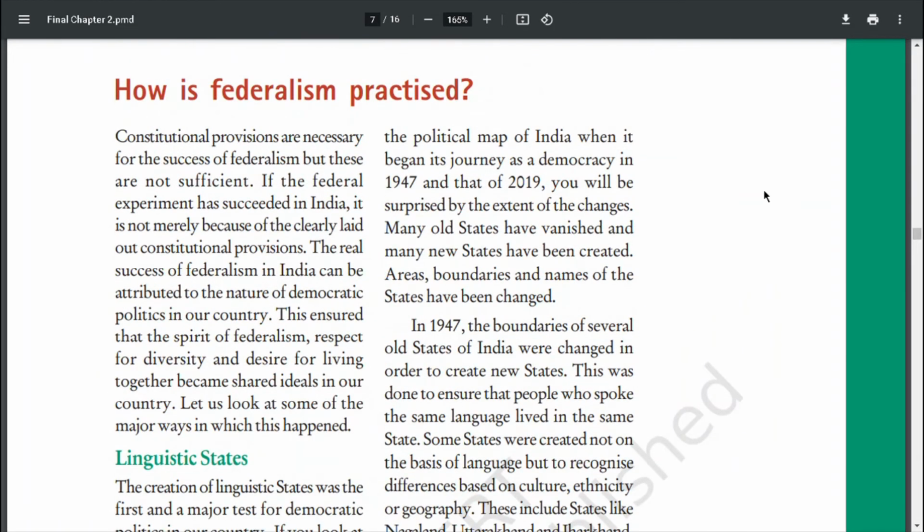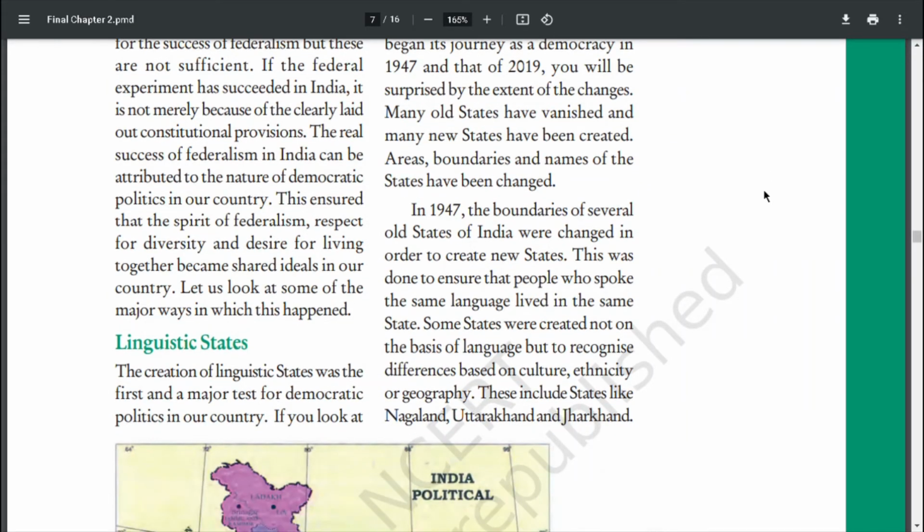If you look at the political map of India when it began its journey as a democracy in 1947 and that of 2019, you will be surprised by the extent of the changes. Many old states have vanished and many new states have been created. Areas, boundaries, and the names of the states have been changed.